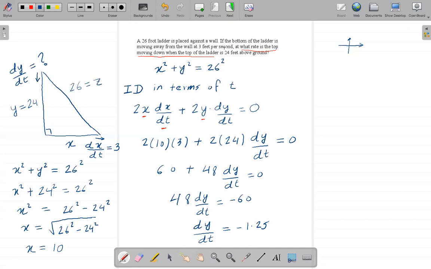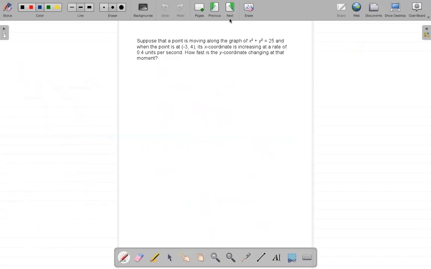Now let's look at the next one. Okay, so the next one here we have, suppose a point is moving along the graph of x squared plus y squared equals 25. So if you see this, this is basically a graph of a circle, or this is the equation of a circle.